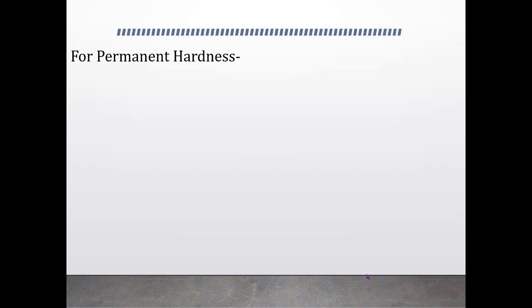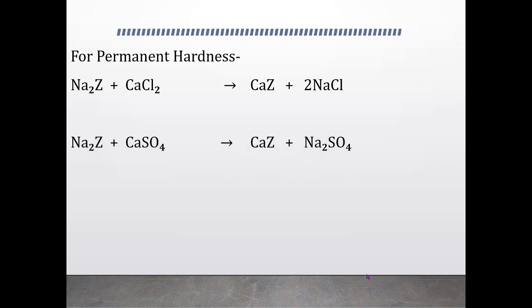Now which reaction takes place for permanent hardness? We know very well that calcium and magnesium chlorides, sulfates and nitrates are responsible for the permanent hardness. Now we will just take the example of CaCl2. When CaCl2 is present in the water, and we pass such water through the zeolite, sodium gets replaced by calcium, and again we will get CaZ. But along with that, the side product formed is NaCl.